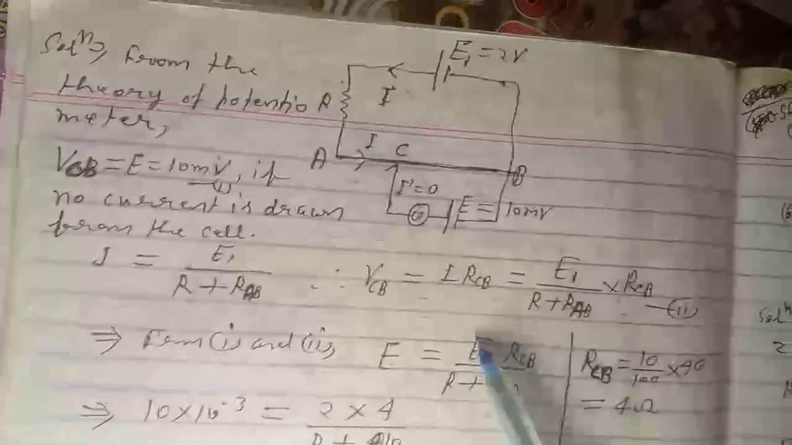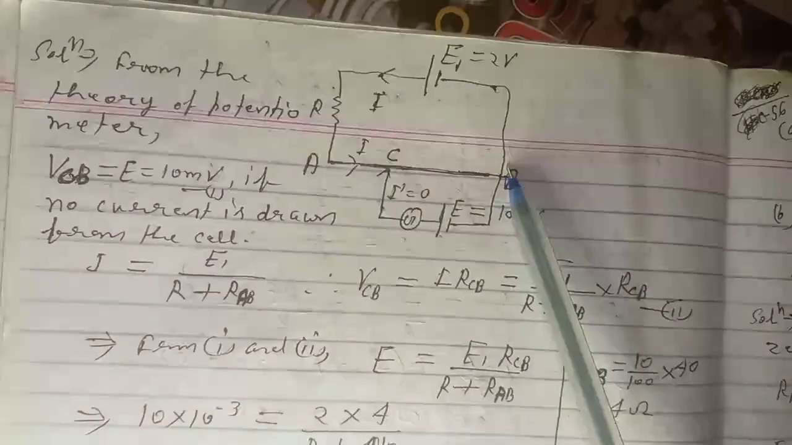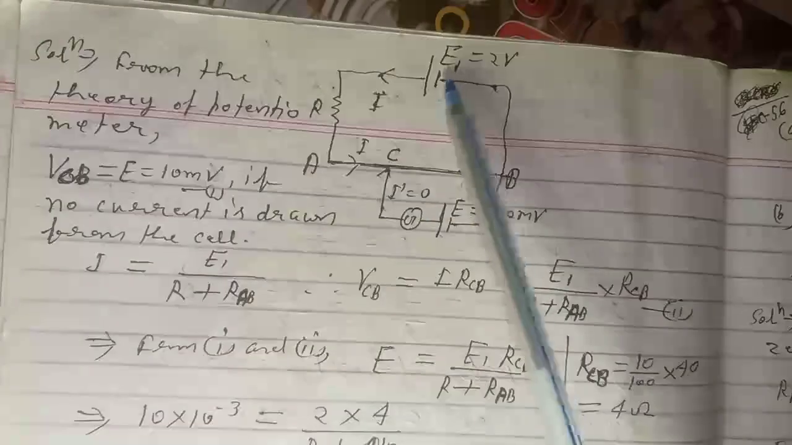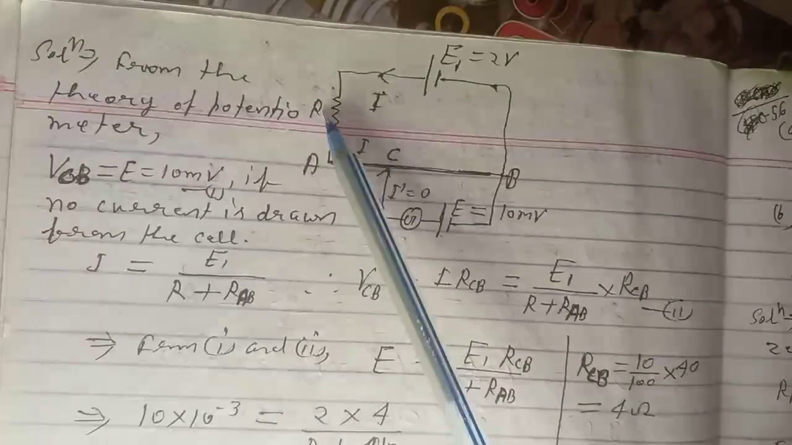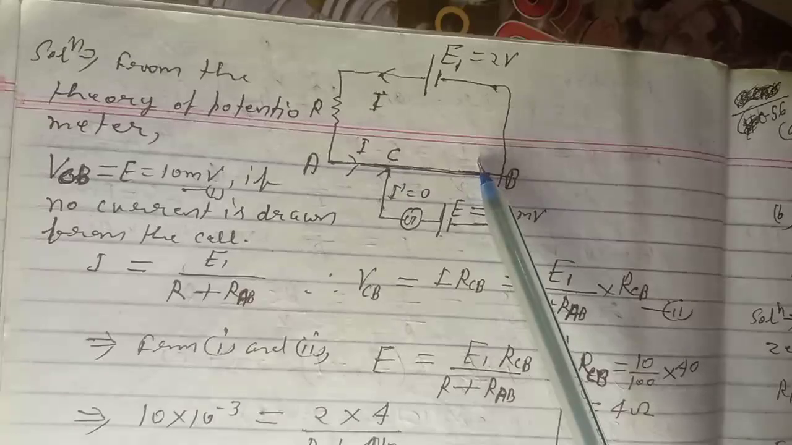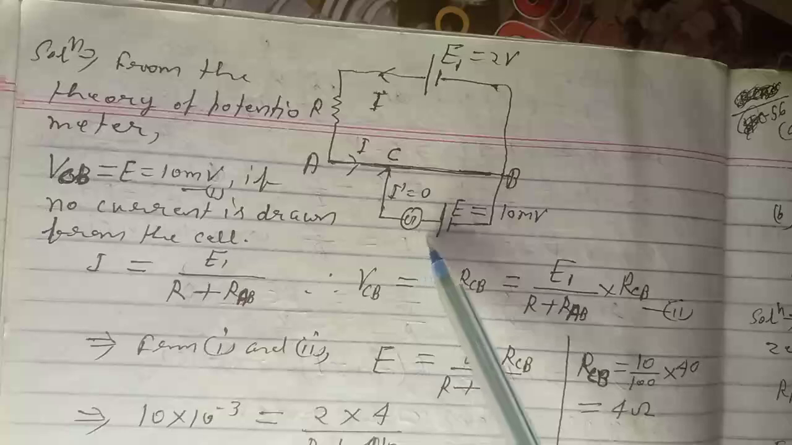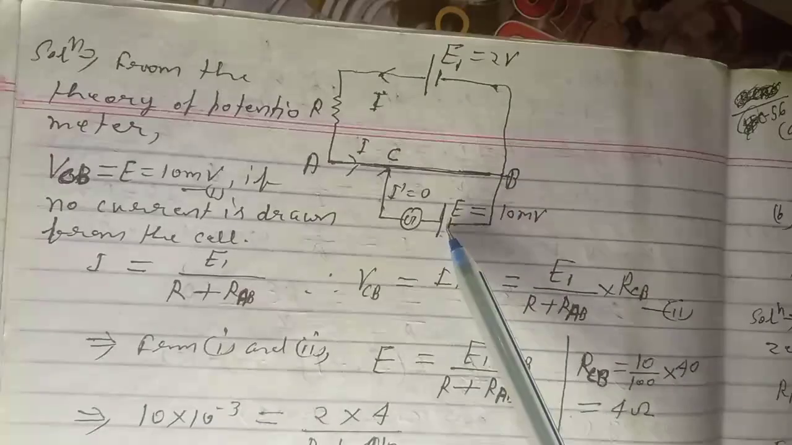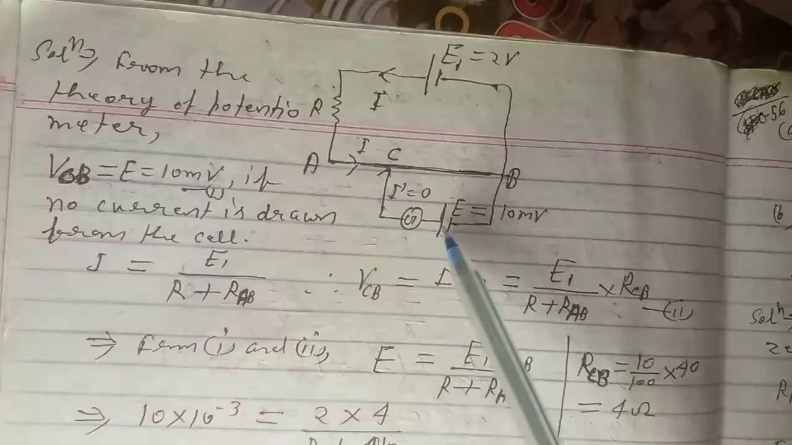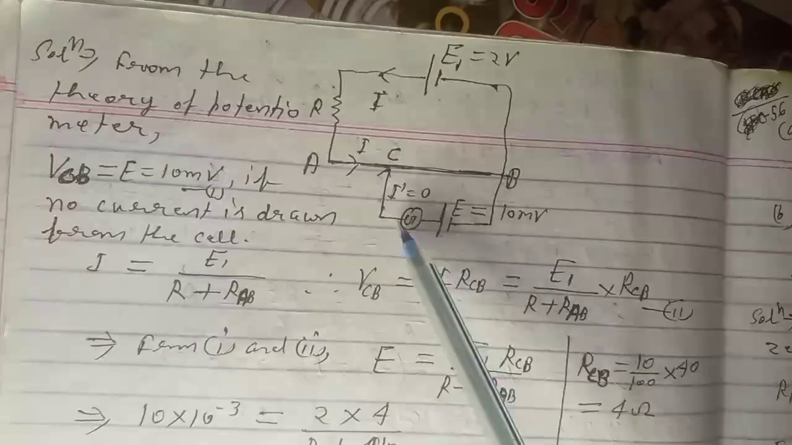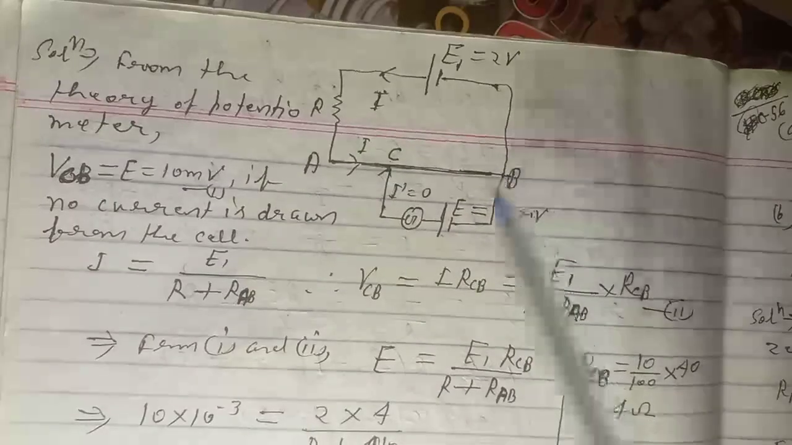Now it is shown in the situation. This is our potentiometer wire AB, and a cell of EMF 2 volt is connected with a resistance R. Another cell, whose EMF is 10 millivolt, is connected with point B, and it is connected with a galvanometer and a jockey to slide on the wire AB.